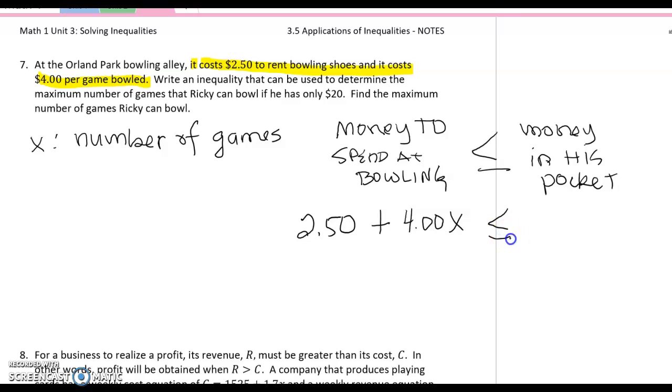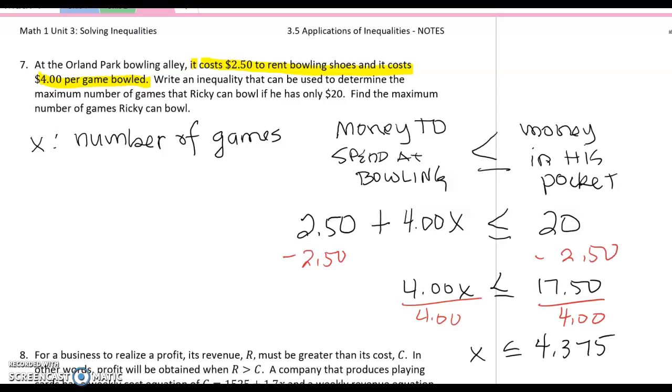Again, we're going to compare that. We want that to be less than or equal to the $20 that's in his pocket. All right, so there's our inequality that we can use to solve for X. The $2.50 for the shoes plus the $4 per game of bowling, so 4 times X, has to be less than or equal to $20 in his pocket.